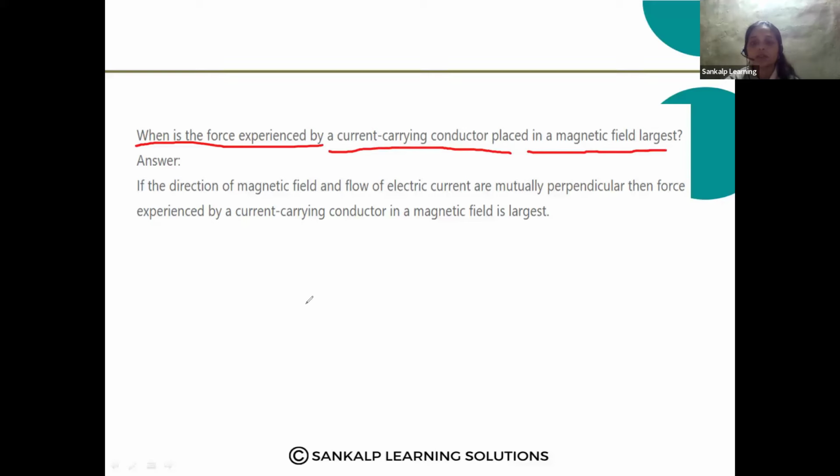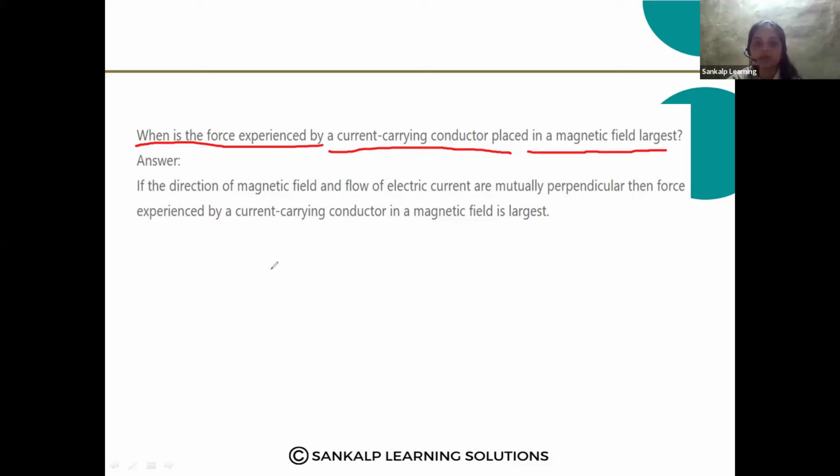So read the question carefully. The answer is also given here. When is the force experienced by the current carrying conductor placed in the magnetic field largest? If the direction of the magnetic field and the flow of the electric current are mutually perpendicular, then the force experienced by a current carrying conductor in a magnetic field is largest.